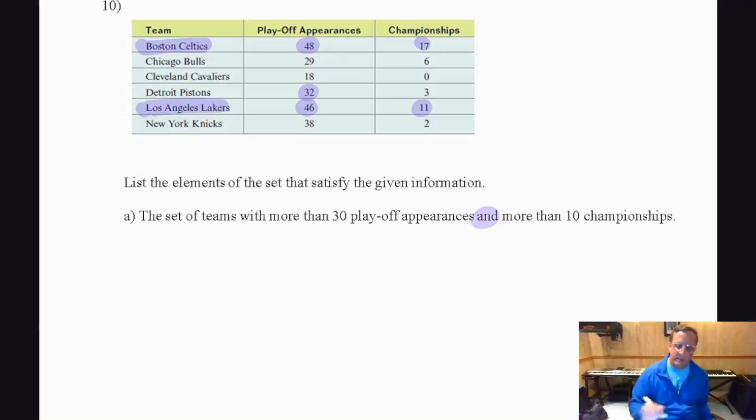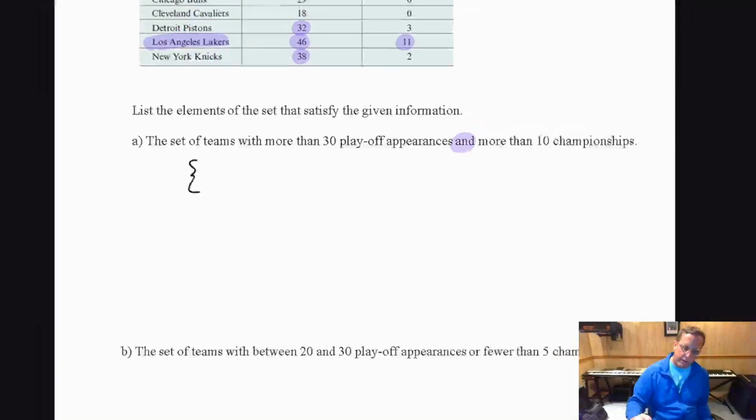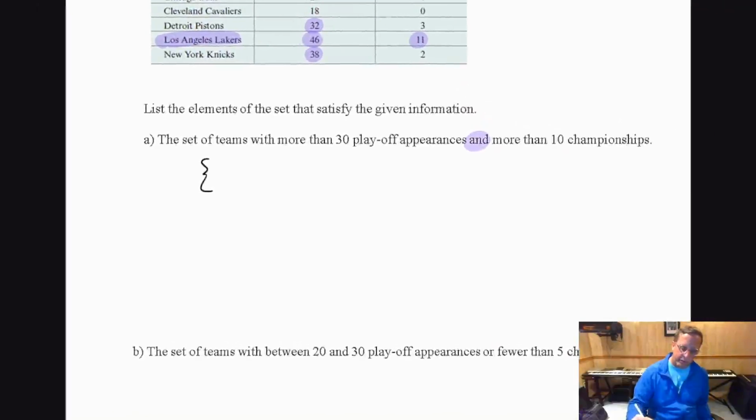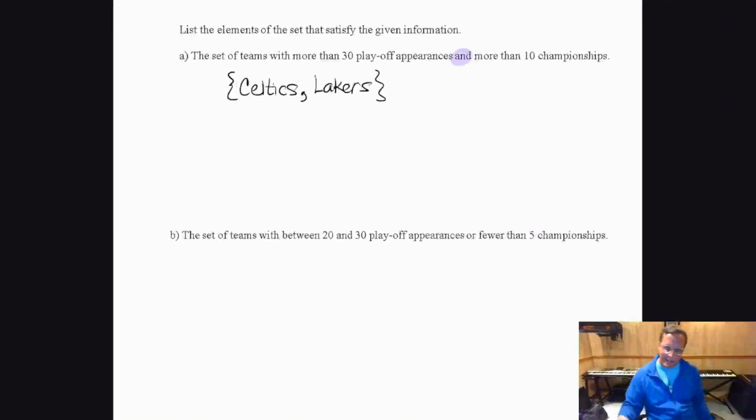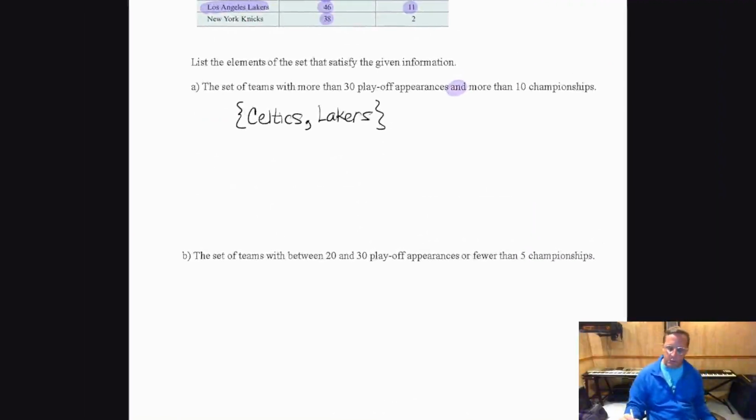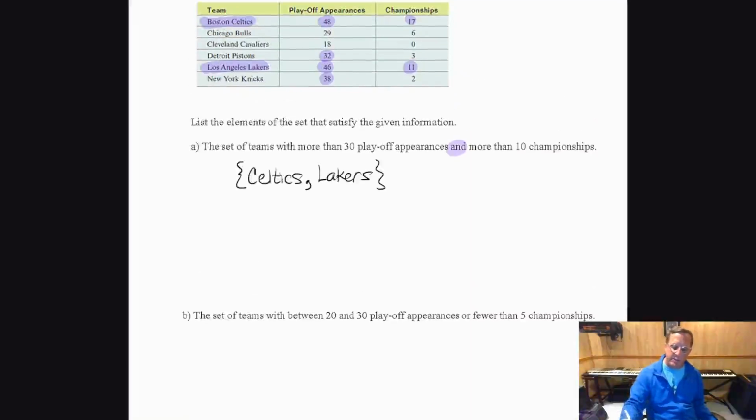So that includes that. And the Knicks definitely have more than 30 playoff appearances, but they don't have enough championships, only 2. I write this in set notation. We're going to say it's the Celtics, and we're going to say the Lakers. Basketball teams right there.